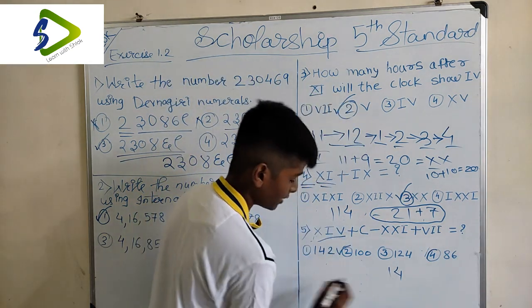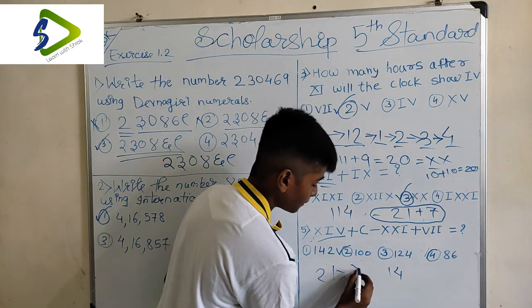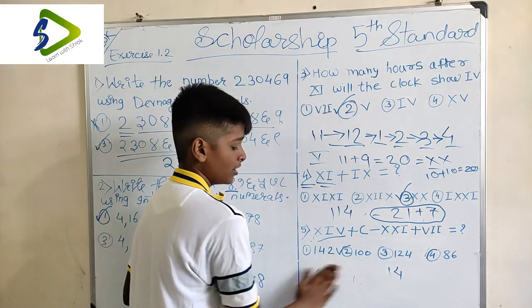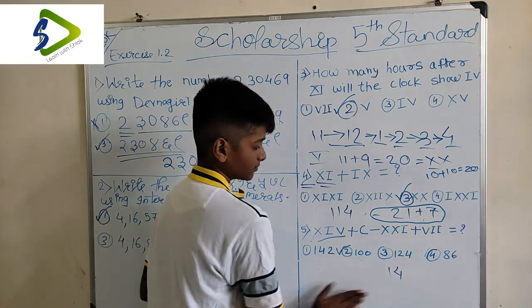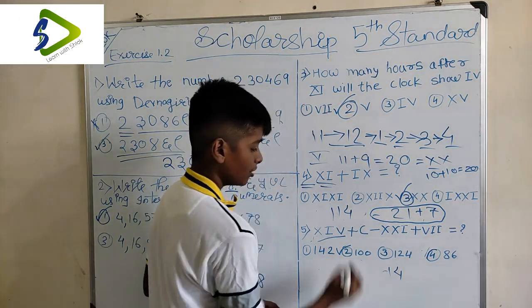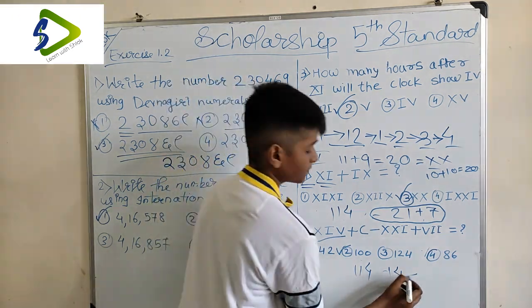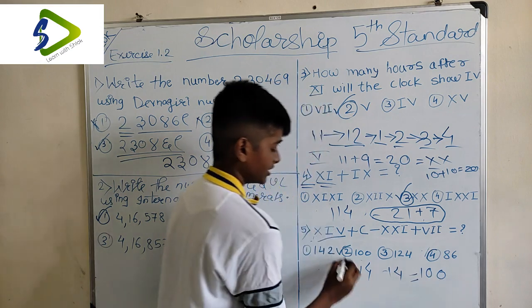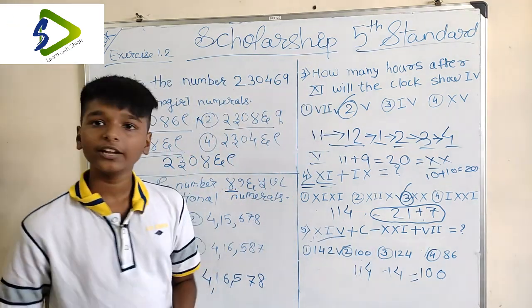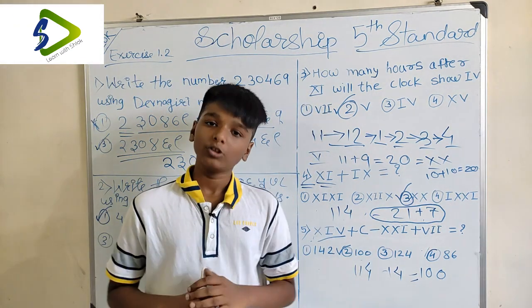It becomes not 21 plus 7. It becomes 21 minus 7, which is equal to 14. And you have to put the minus sign. So our question becomes 114 minus 14, which is equal to what? 100. And where is 100? It is in the second option. Therefore the second option is the right option.